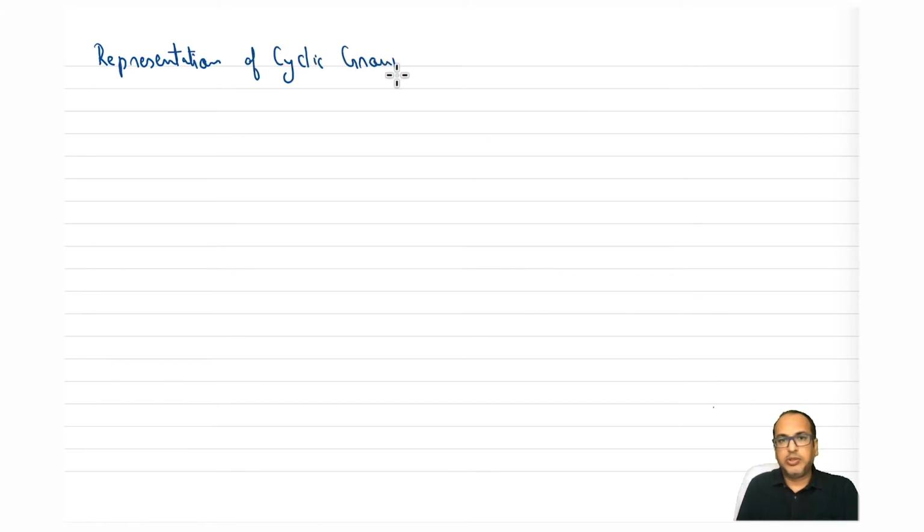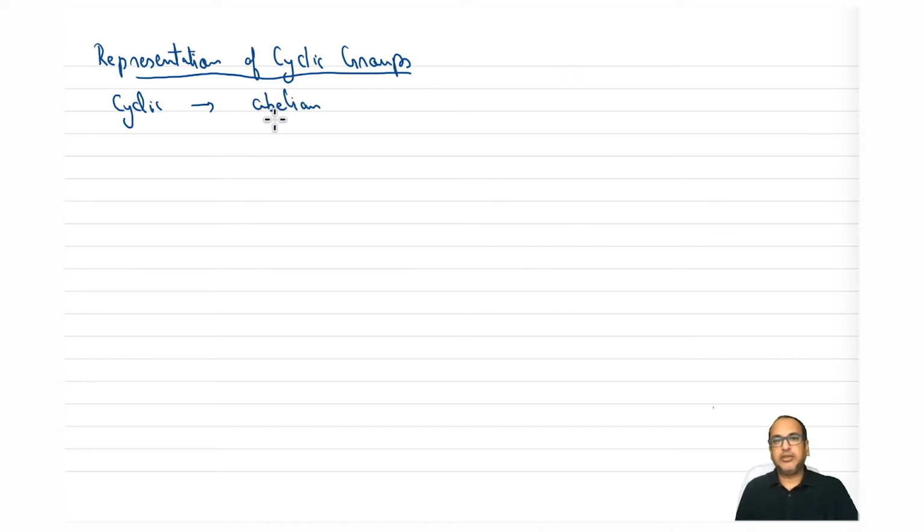So why do cyclic groups need a separate discussion? Because when we try to fill the character table for cyclic groups using the Great Orthogonality Theorem, we will not be able to fill it up and will get stuck at some point. So let's see what the issues are. Cyclic groups are abelian in nature, right? Cyclic groups are abelian. That means each of the operations will commute with each other. That results in each element being a class in itself, right?